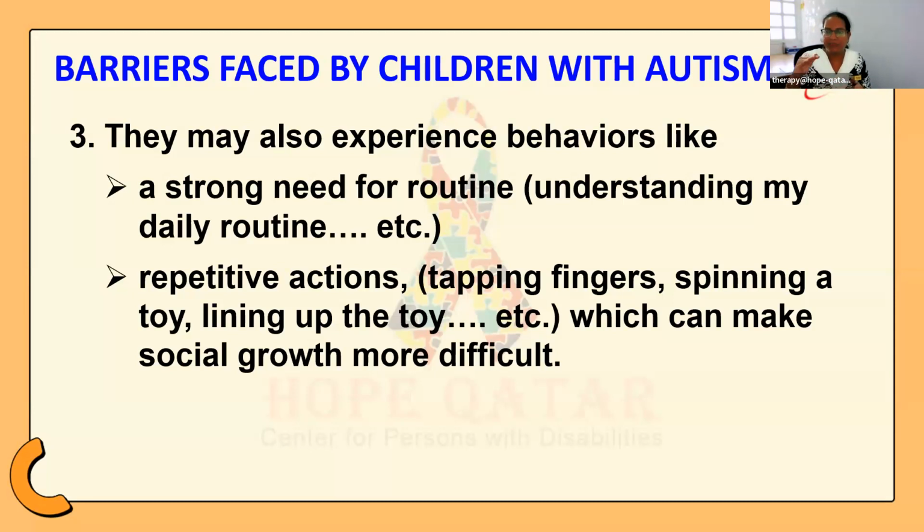They tap their fingers on the bench or table, spin a toy, or line up toys. They keep all the toys in a line, then take them out, and again keep them. They take a toy from one room, run to the other room, keep it, and bring it back again. All these are repetitive actions which the individual shows. These are the barriers.